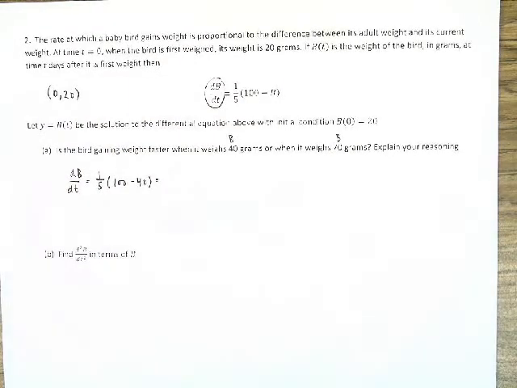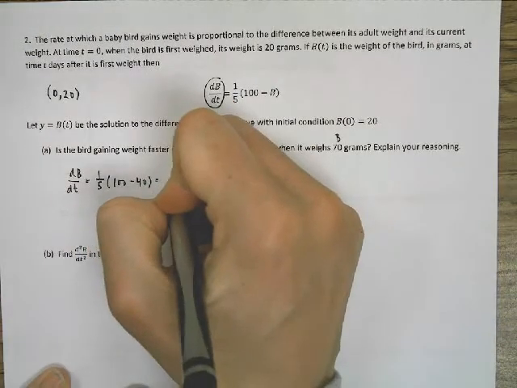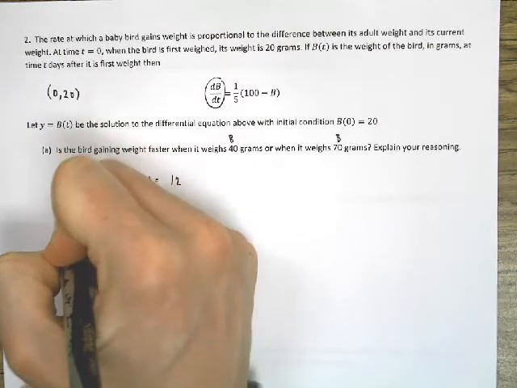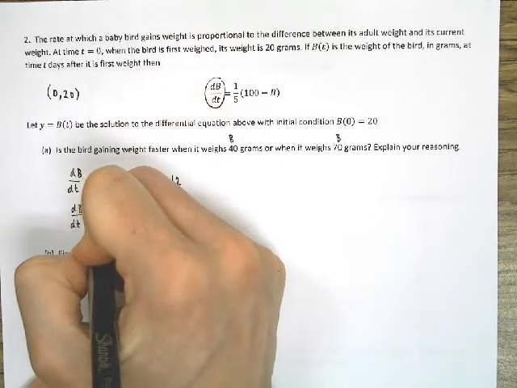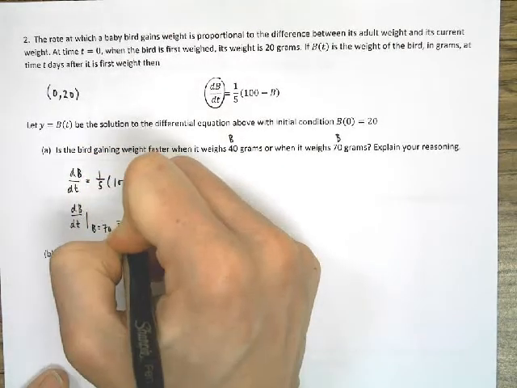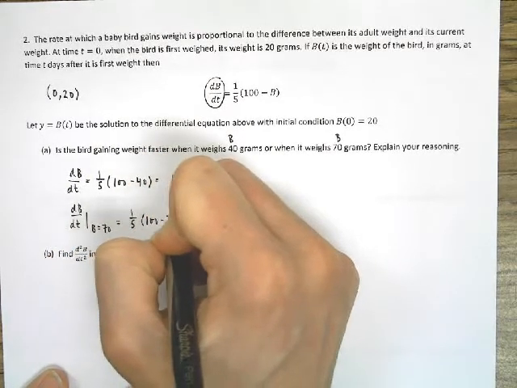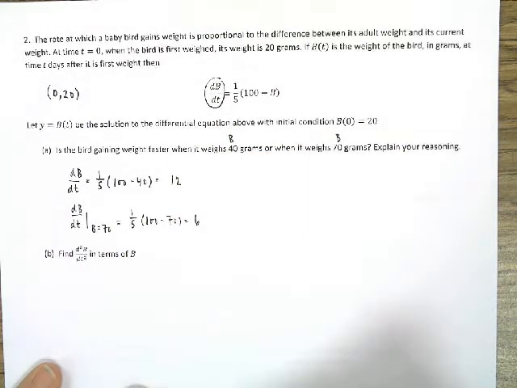So I know that's going to be 1/5 times 60, which is going to give me 12. And I'm going to do dB/dt, I should have put this before, when B equals 70. 1/5 times (100 minus 70) equals 30 divided by 5 equals 6.